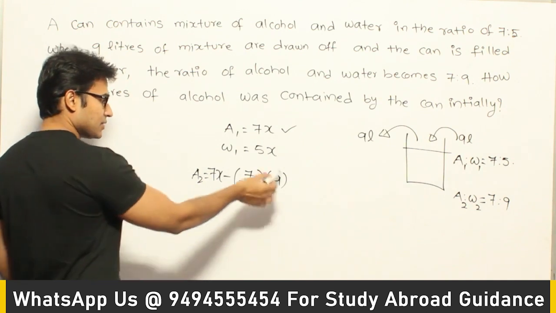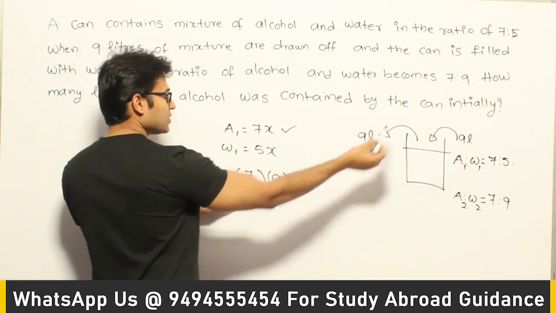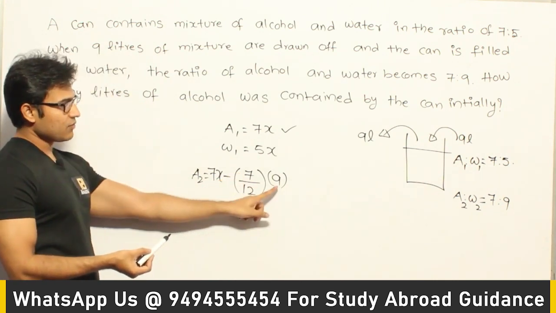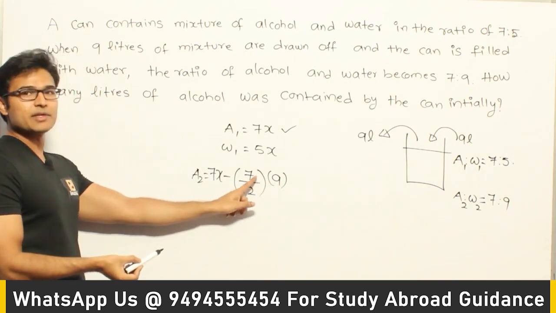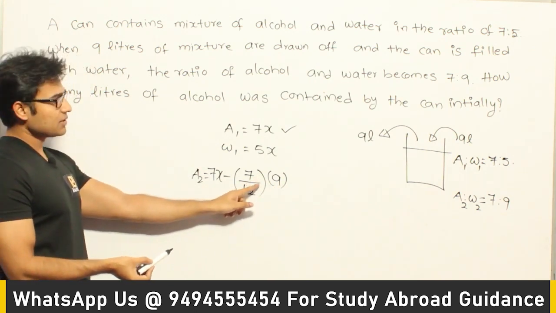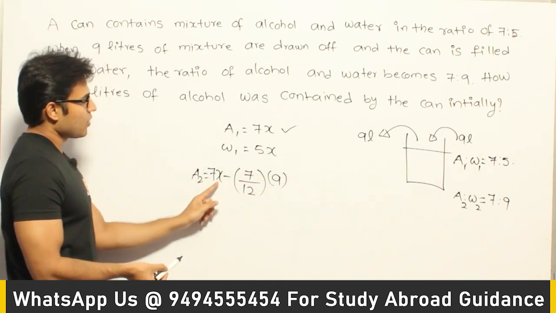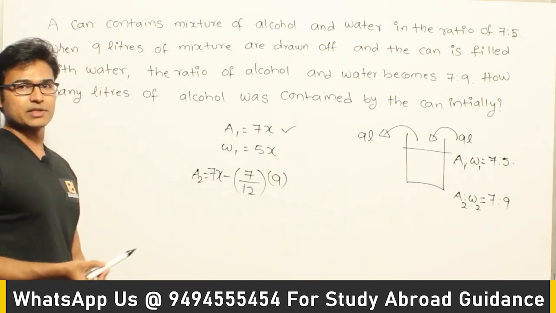Got it? So why this number? Because the concentration of alcohol in the original container is 7/12. If I remove 9 liters, the concentration of alcohol in that 9 liters will also remain the same. Therefore this is the total amount of alcohol that is going to go out. So from the original amount, if I remove this, this is the alcohol remaining.